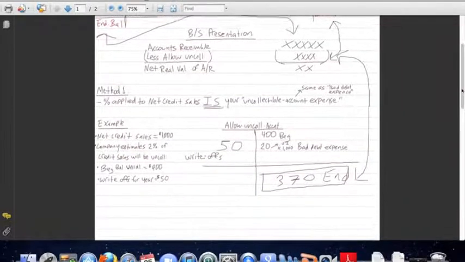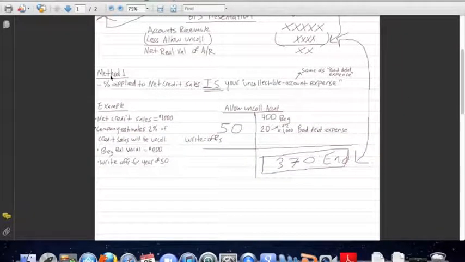So let's go over the two methods. First method is the percentage applied to net credit sales. Now it's key to pay attention to how they account for it, because they're not going to tell you what to do.